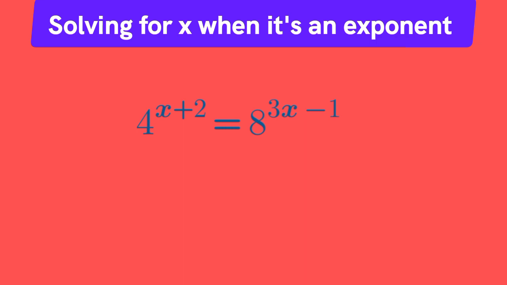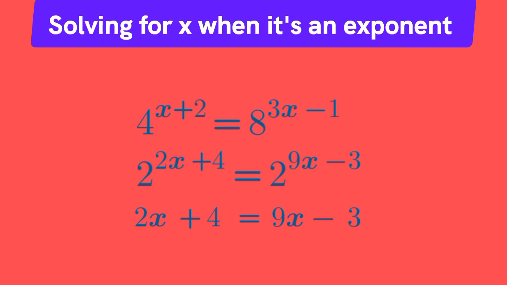So then we substitute that back into the equation. And we distribute 2 on the left-hand side and 3 on the right-hand side. We have 2 to the power 2x plus 4 equals 2 to the power 9x minus 3. Now, since the bases are equal, we can set the exponents equal to each other. So you have 2x plus 4 equals 9x minus 3.